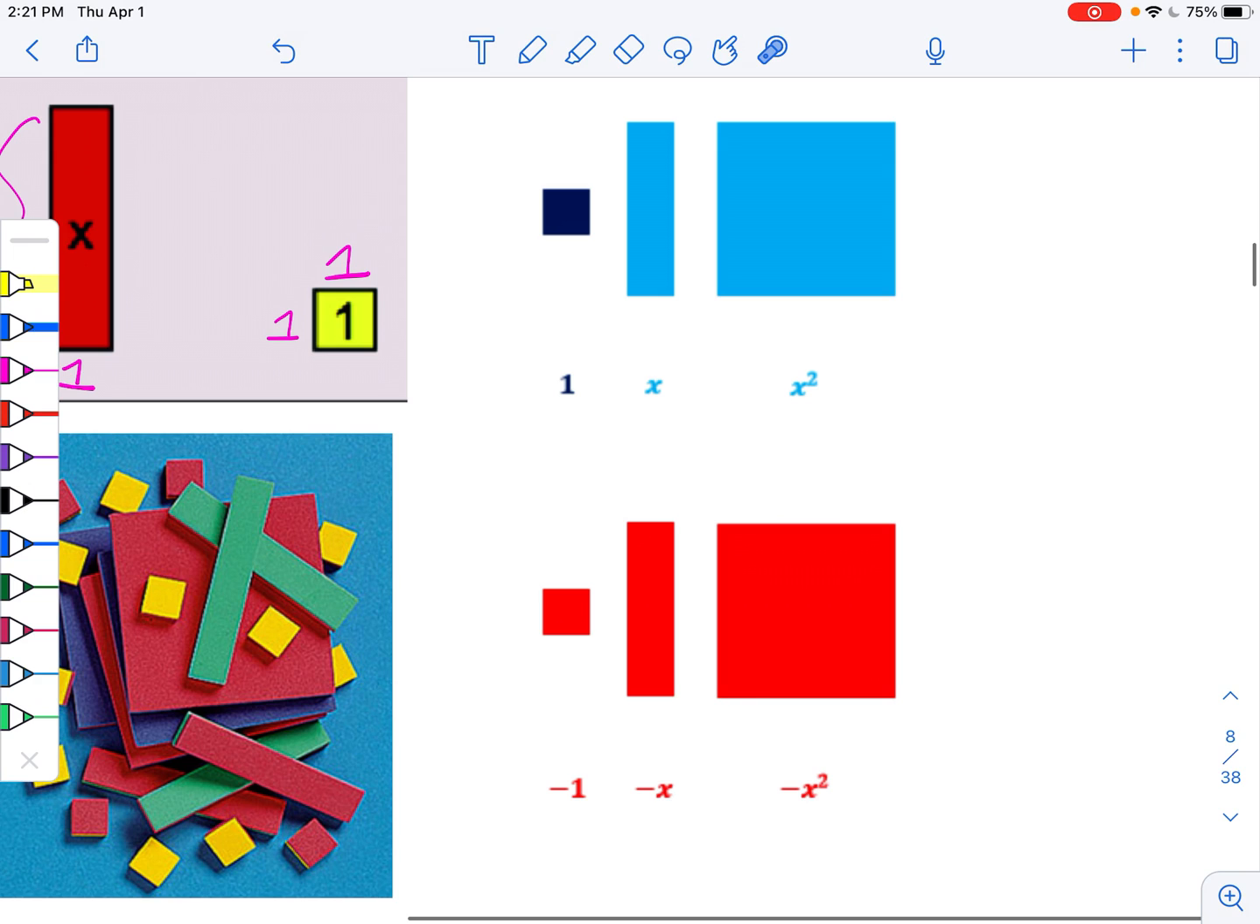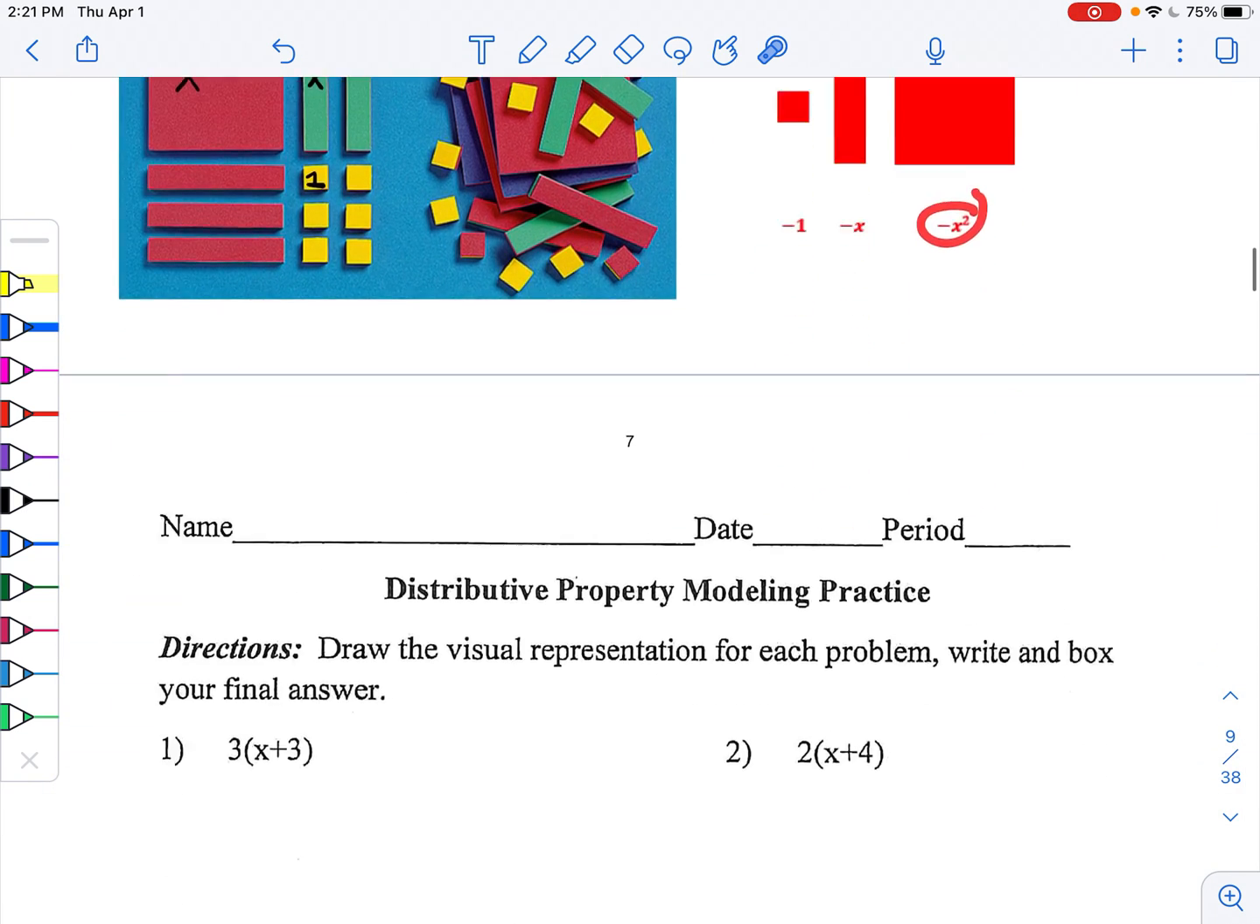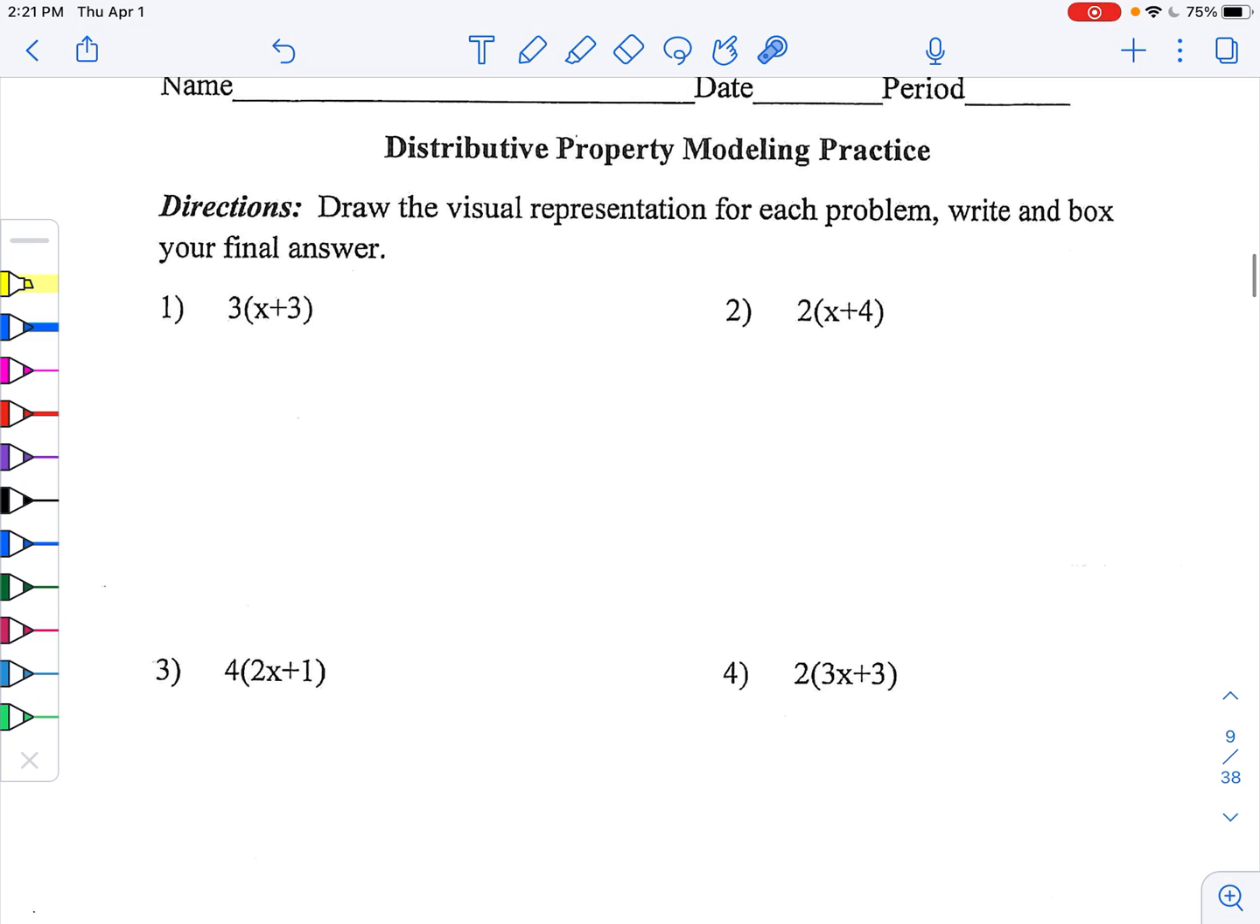As you can see in this third picture here, we have a positive 1 and the red one is a negative 1. This x here is blue, it's a positive x, and the red one is a negative x. This blue here is a positive x squared, and this is a negative x squared.